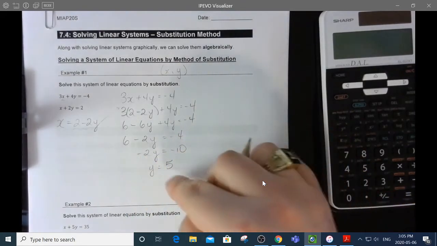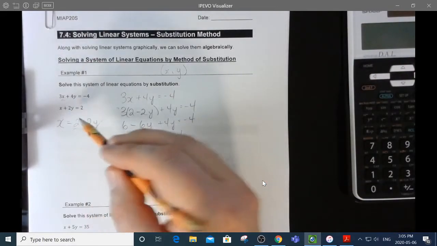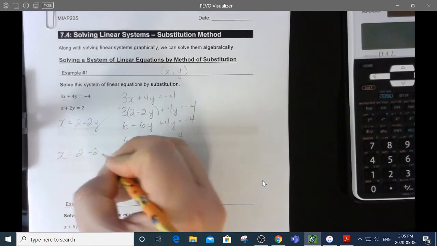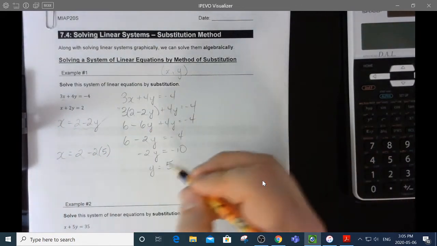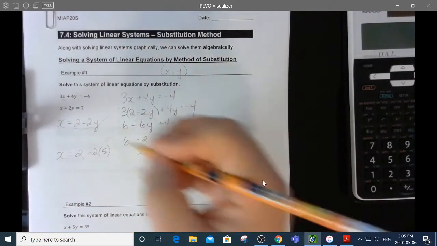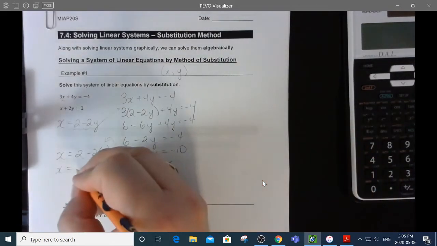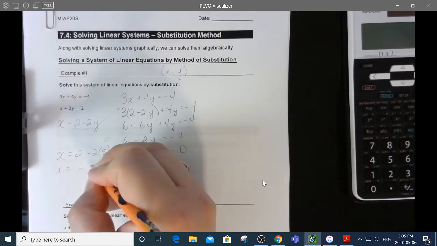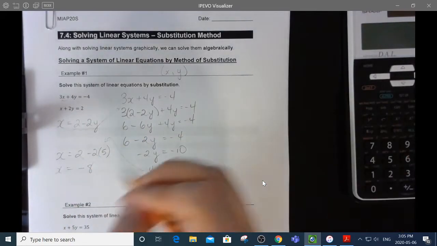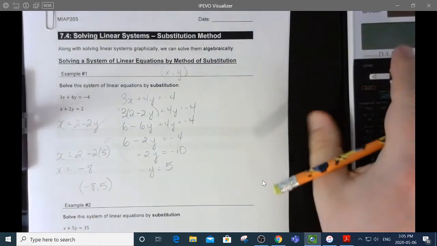Okay, now that's only the y coordinate. I still need the x coordinate, but notice I've got a nice handy little equation here that I can use for the x coordinate. Now that I know that y is 5, I substitute again, and I put the 5 in where the y was, and do a little bit of solution for that. 2 minus 10 is negative 8. And okay, so I think that the solution to this is negative 8, 5.